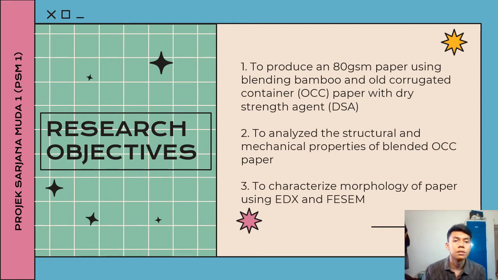Next is the objective. For the first, the objective is to produce an 80 GSM paper using blending bamboo and old corrugated board, OCC paper, with dry strength agent, which is DSA. Second is to analyze the structural and mechanical properties of blended OCC paper. Third is to characterize the morphology of paper using EDS and fission test.